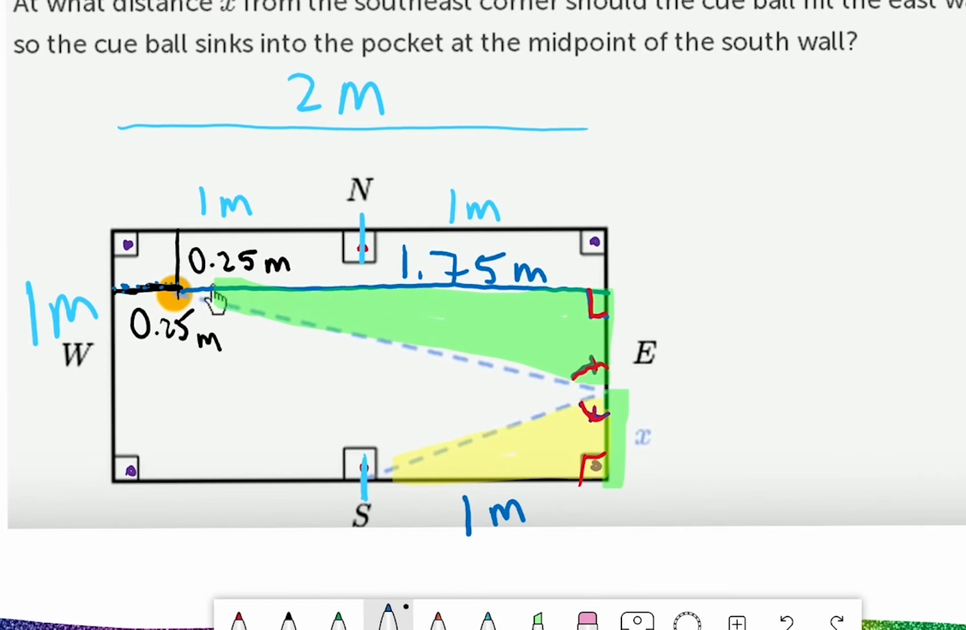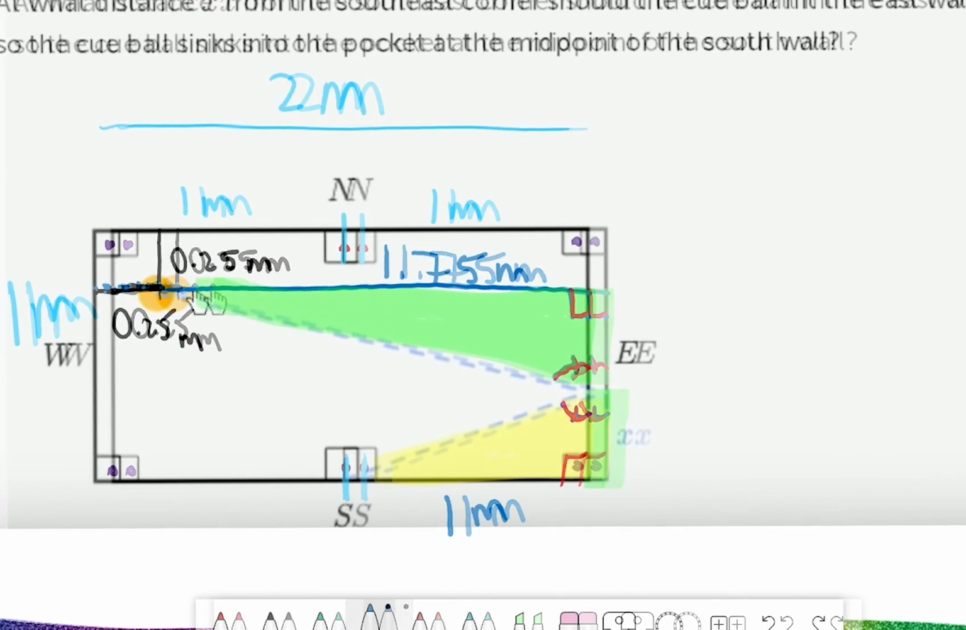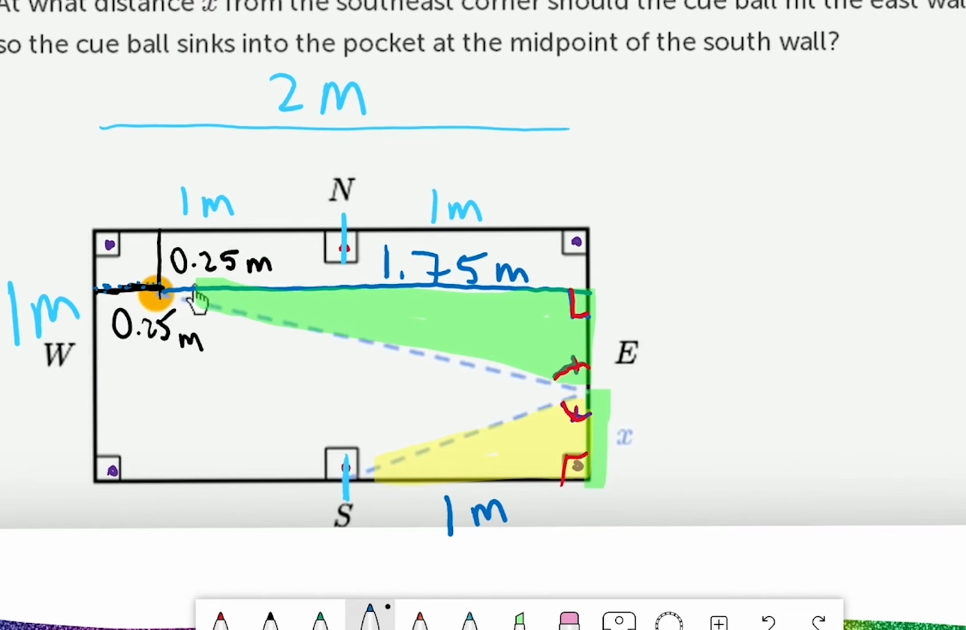So what else do we know? Take a look at this side right here, please. The whole side right there. We've got 0.25 up here. We've got x here. So we need an expression for that side. Well, we know that the entire side is 1 meter, right? The entire width or length, whichever, of the table is 1 meter.